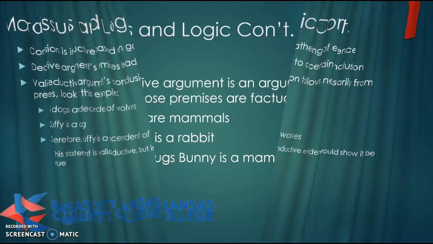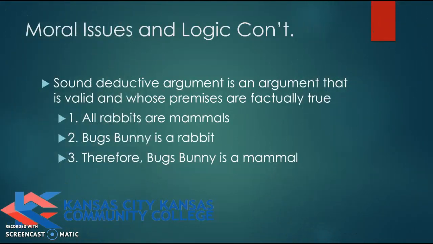So then there's this other version of argument. A sound deductive argument is an argument that is valid and whose premises are factually true. The first premise is all rabbits are mammals. The second premise is Bugs Bunny is a rabbit. The conclusion is Bugs Bunny is a mammal. Remember, this is an argument that is valid and whose premises are factually true.